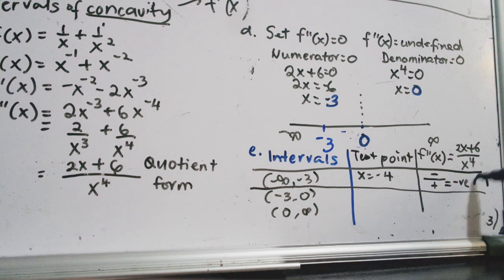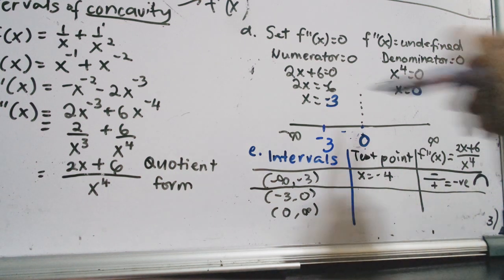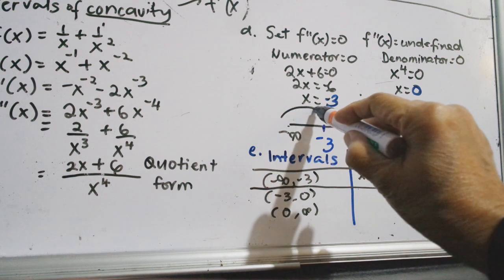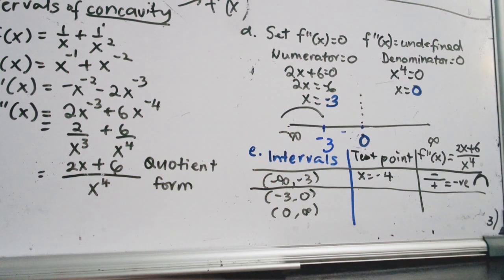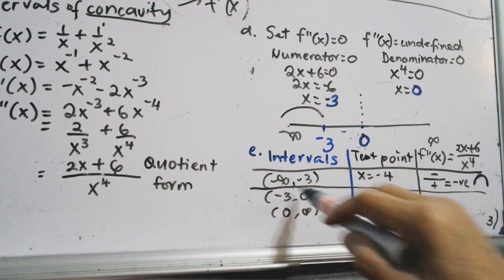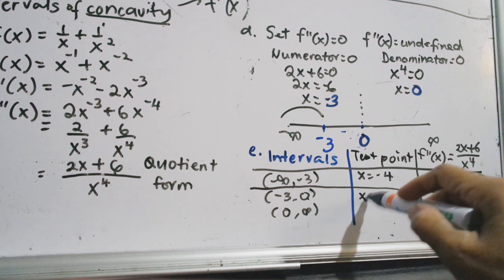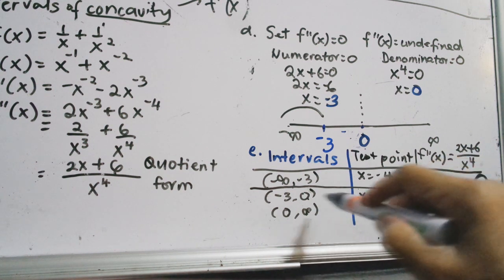So how are we going to draw this into the number line? We have minus infinity to minus 3 is here, so we just draw a frown and stop here. And then we have minus 3 to 0, the next interval. Pick a point. I think the best point would be minus 1. You can pick minus 2 if you want. It doesn't matter.